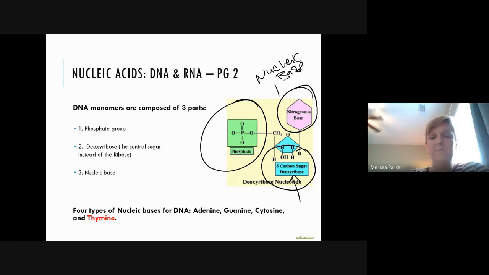And then there's 4 types of nucleic bases. And remember, I told you both RNA and DNA have adenine, guanine, and cytosine. But the one thing that's different between DNA and RNA is that instead of uracil, DNA has thymine. Okay.